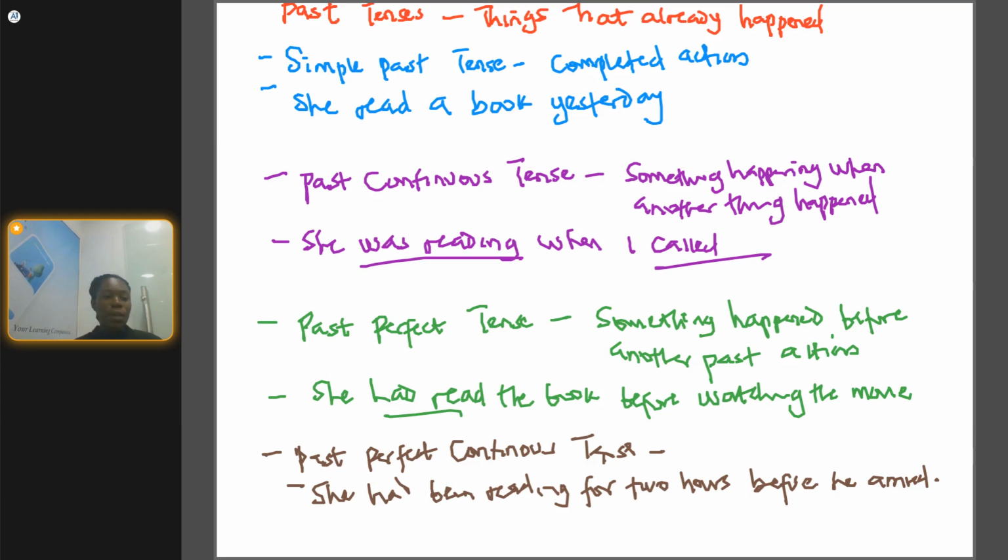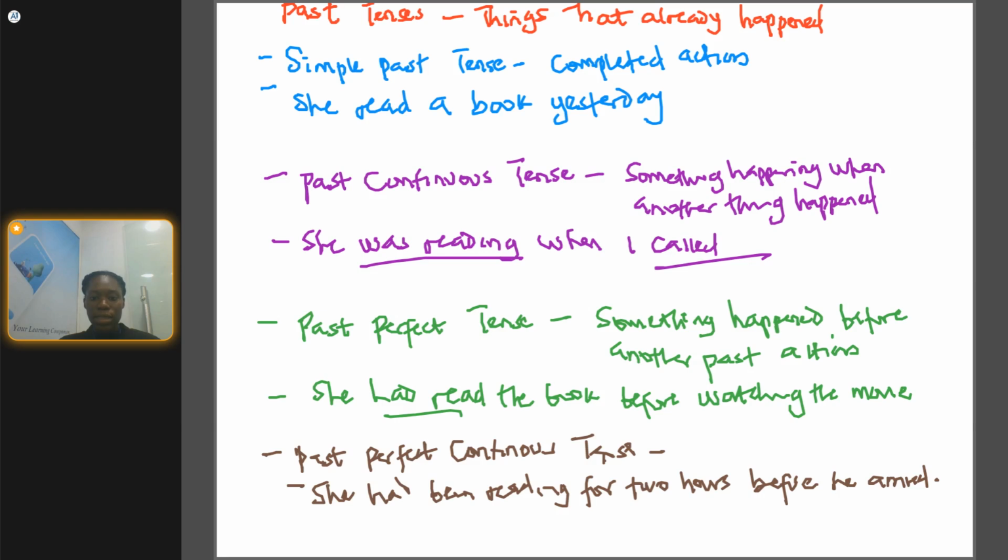You can also have an example like they had been working there for 5 years before leaving. It means they worked at a place for 5 years before they finally left. So when you talk about past perfect continuous tense, it means something was happening for a while before another past event. And finally, we are looking at the future tenses.